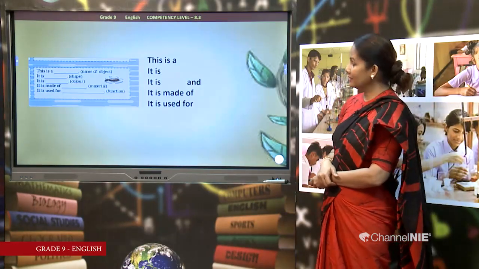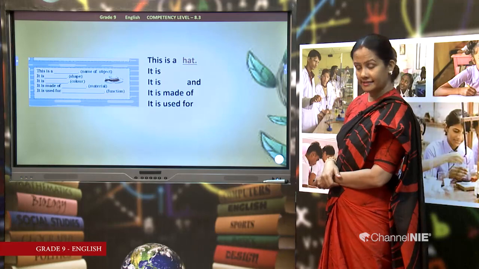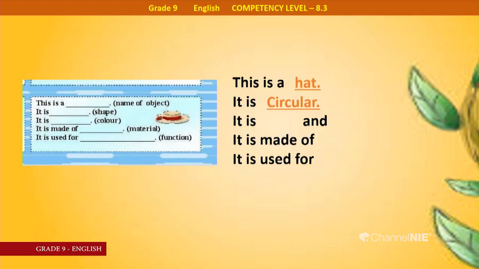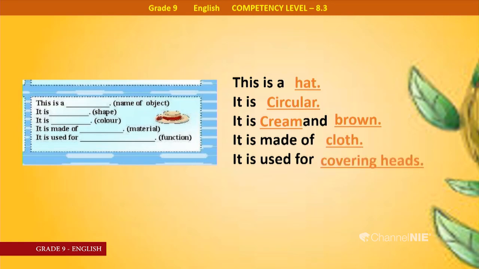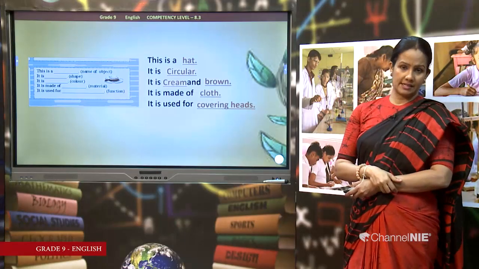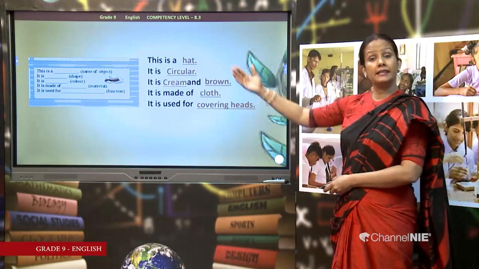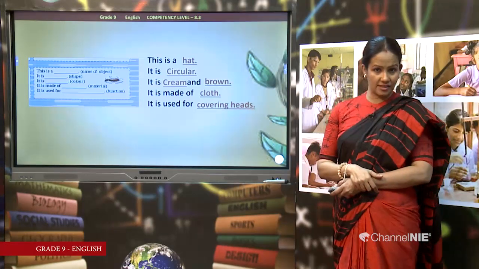And finally, this is a hat. It is circular. It is cream and brown. Here the two colors, cream and brown. It is made of cloth. So, this is a cloth hat. It is used for covering heads. You wear a hat to cover your head or to protect your head. So, these simple objects can be described in these simple sentence structures.